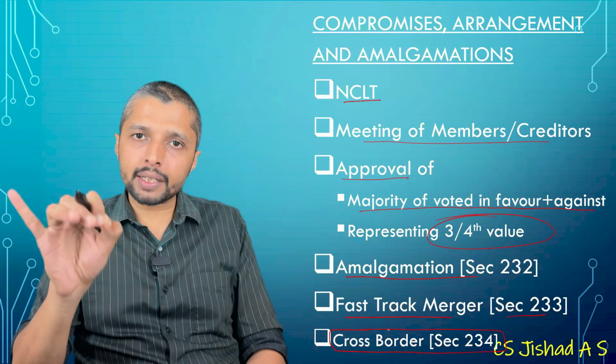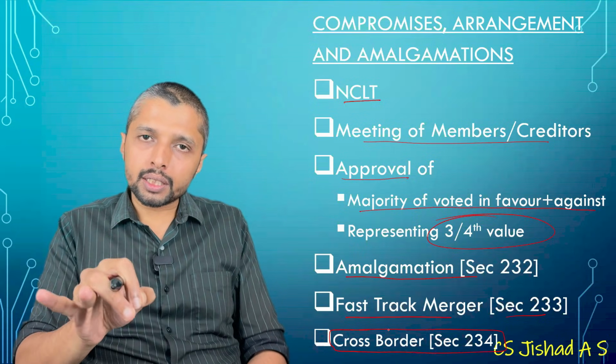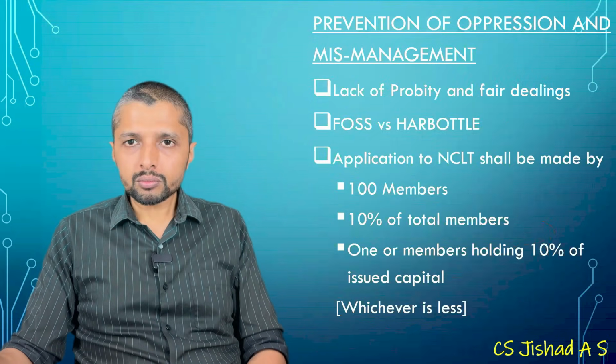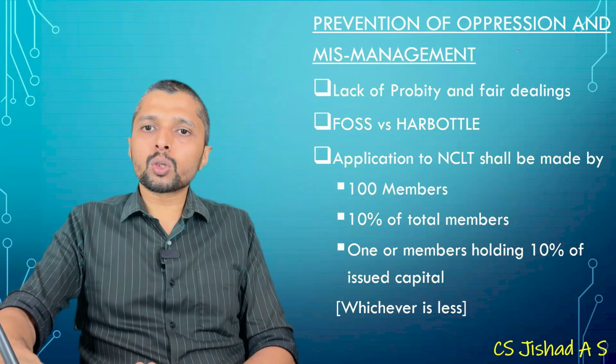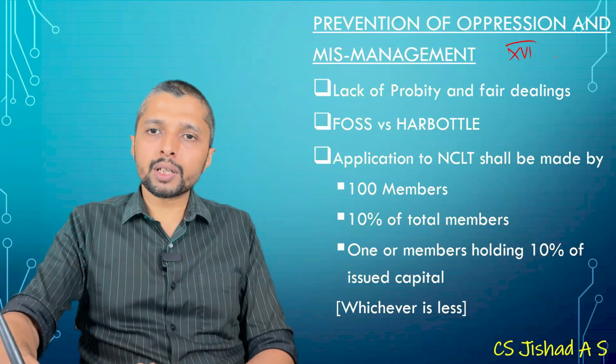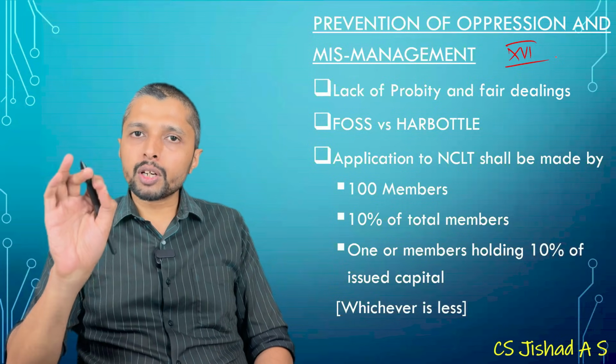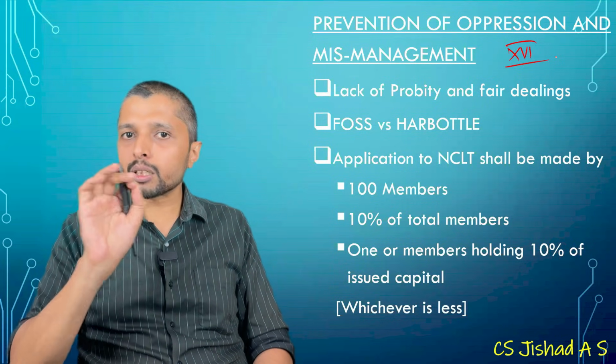The payment will be made in cash, depository receipt or both. Then now we'll move to chapter 16 of the Companies Act, which specifies prevention of oppression and mismanagement.